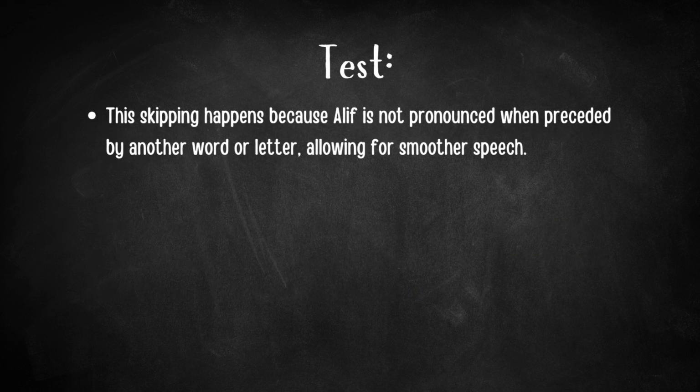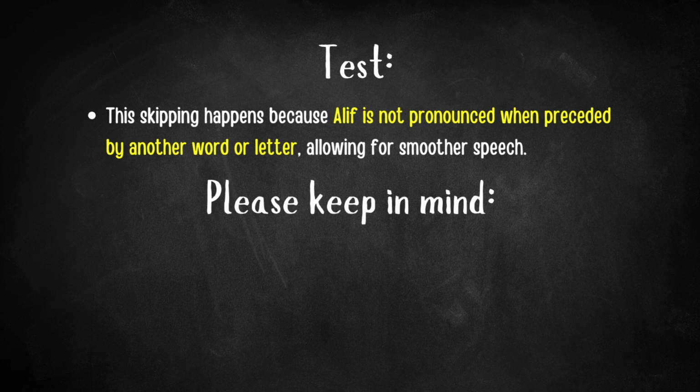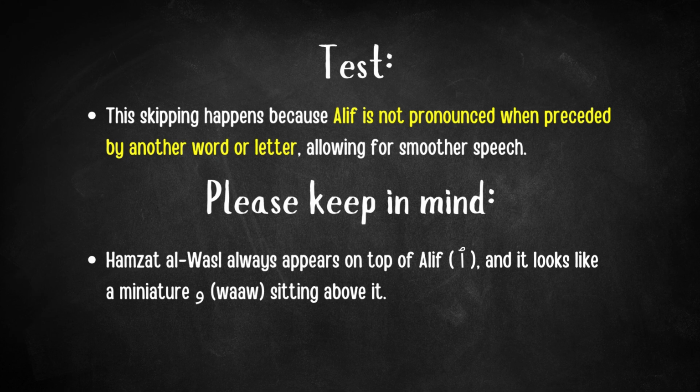This skipping happens because alif is not pronounced when preceded by another word or letter, allowing for smoother speech. Please keep in mind, Hamzat al-Wasl always appears on top of alif, and it looks like a miniature waw sitting above it.